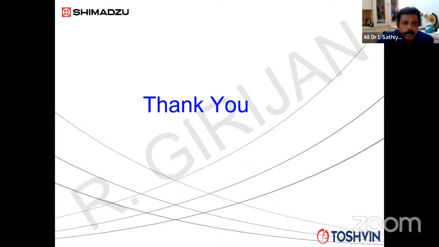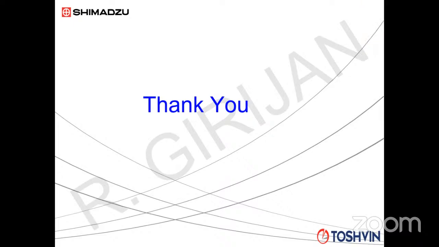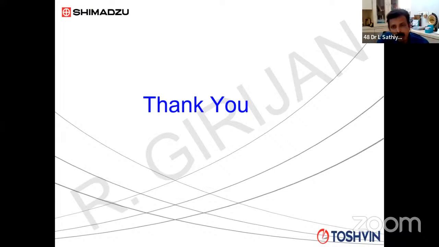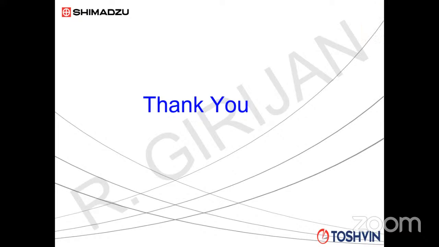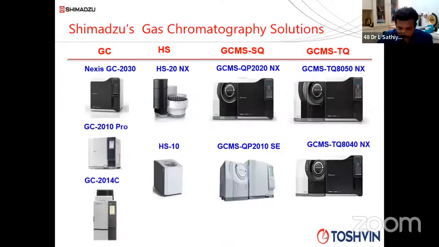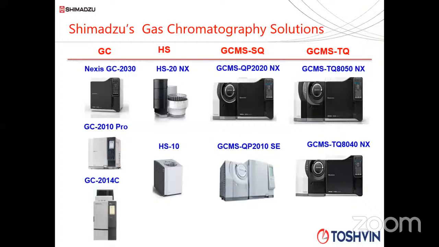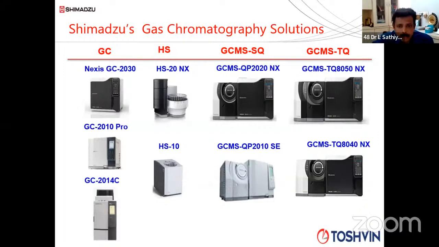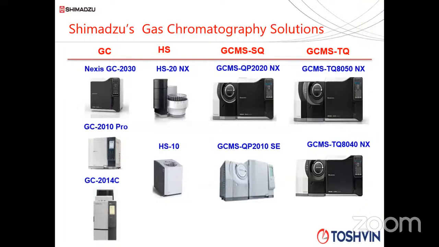If at all we want to go for a new system, what could be the latest version for this? If you are considering a single quadrupole system, the latest version from our side is QP2020NX. You can see my slide now. QP2020NX, that's a single quadrupole system. Very, very powerful system, sir.